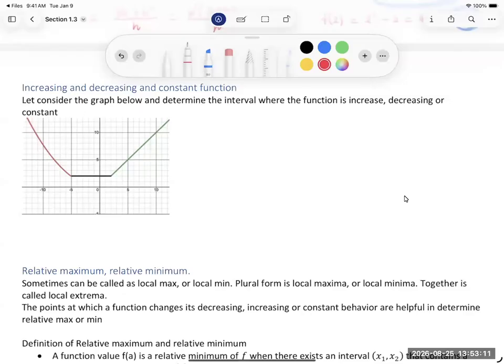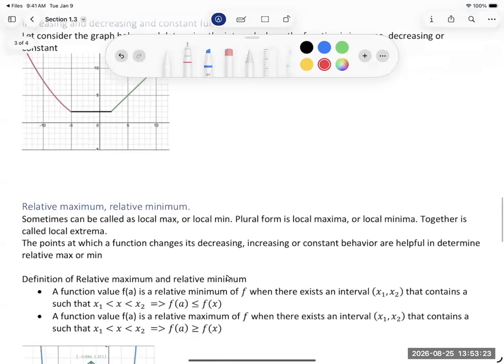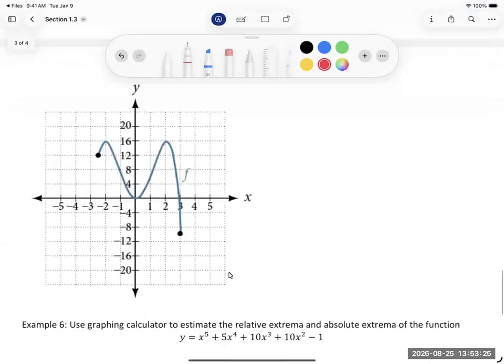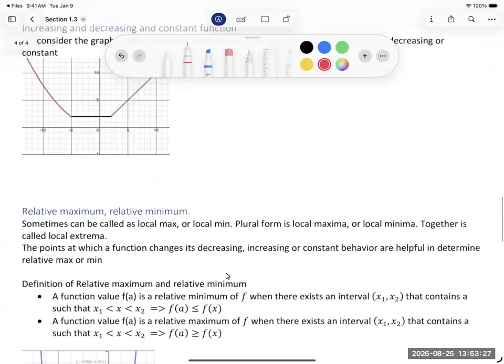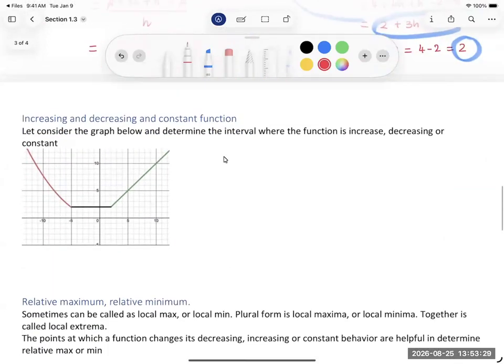Now, another concept for this section is the behavior of the graph, right? So it means we're gonna have to know what is increasing, decreasing, or constant of a function, and what the relative max and relative min of a function look like. Okay, so the second concept that we're gonna look through is the behavior of the graph.